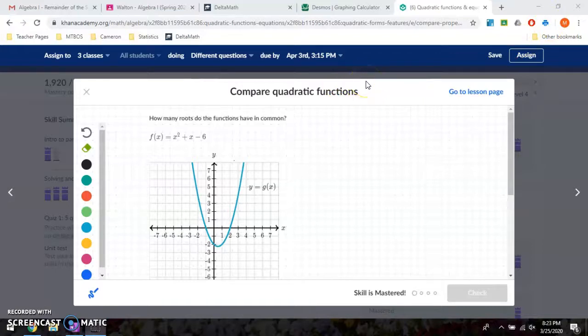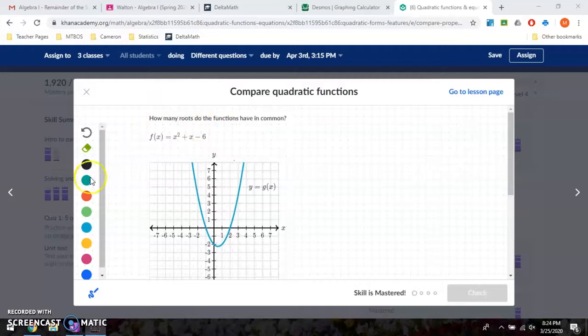I wanted to go over the Khan Academy exercise with you guys today to make sure that you understand what the questions are asking, and so you can get some confidence in these tasks. We are comparing quadratic functions, meaning that we're going to be given two different functions and asked to compare something about them. The two functions are f of x and g of x. F of x is simply an equation and g of x is a graph.